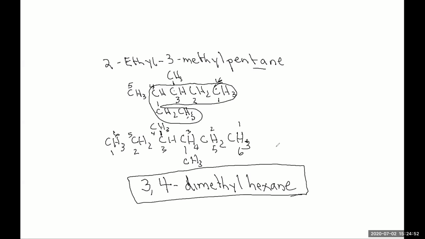And if we draw the line angle formula, 1, 2, 3, we'd have a methyl group here, a methyl group here, and then we'd have 1, 2, 3, 4, 5, 6. So the line angle formula for this compound is here. Okay, let's keep moving on. All right, so the next one is 2-propylpentane.